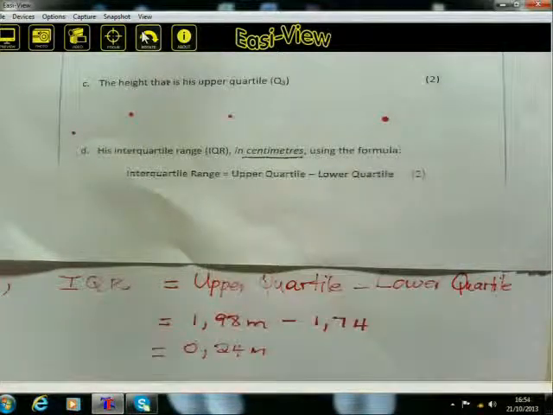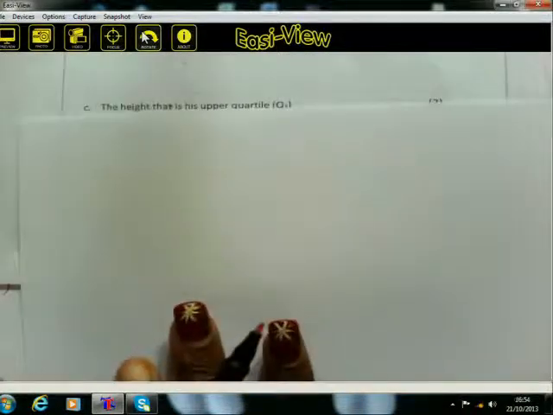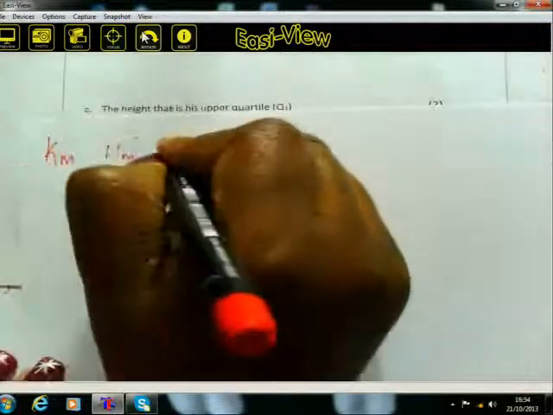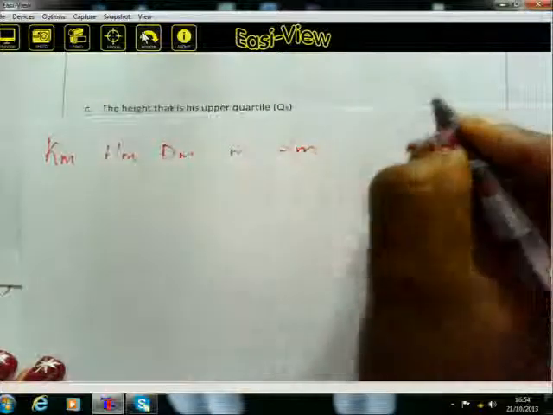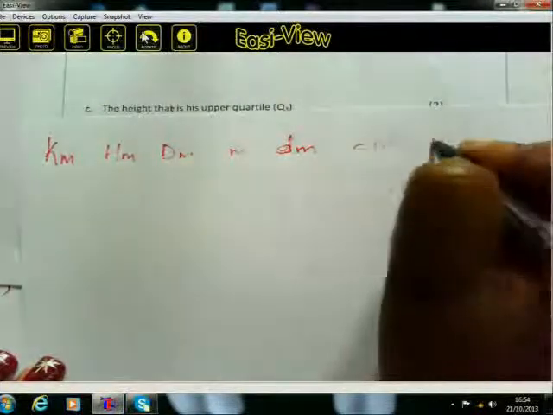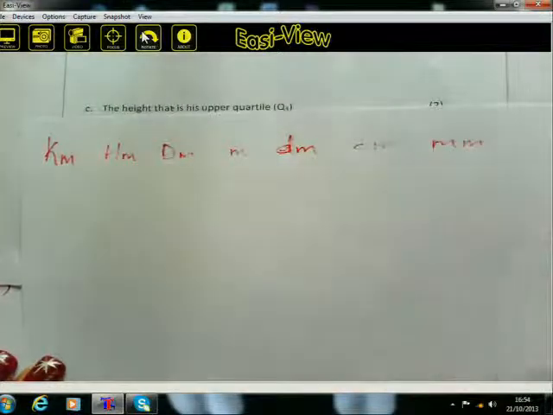How are you going to do that? To help your memory, we have kilometer, hectometer, decameter, meters, decimeters, centimeters, and millimeters. You just write 1 after kilometer, then 0, 0, 0, 0.